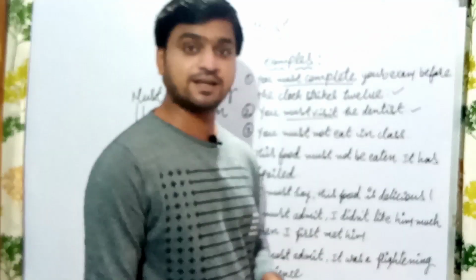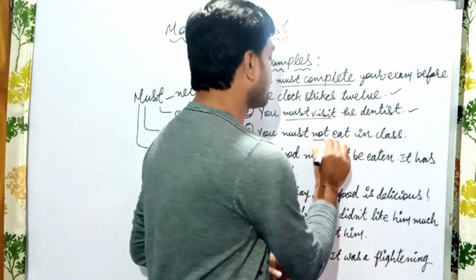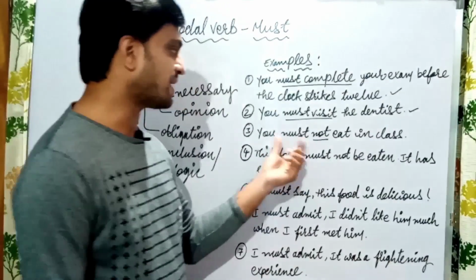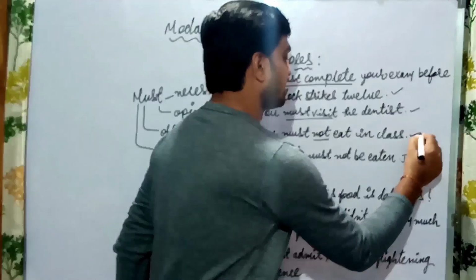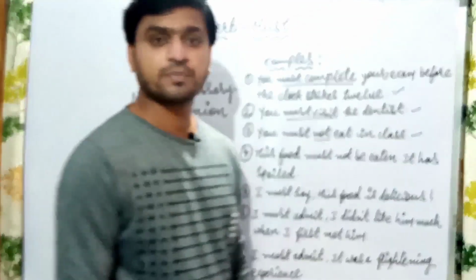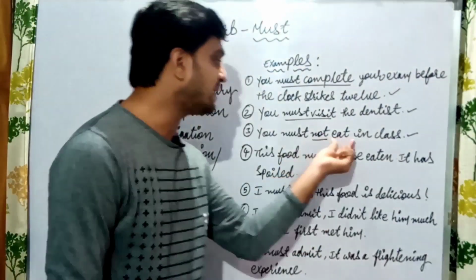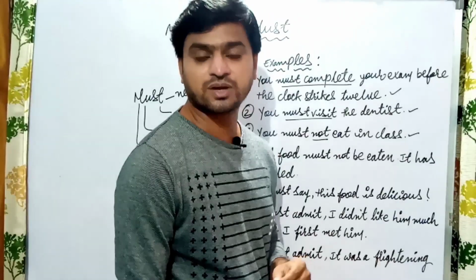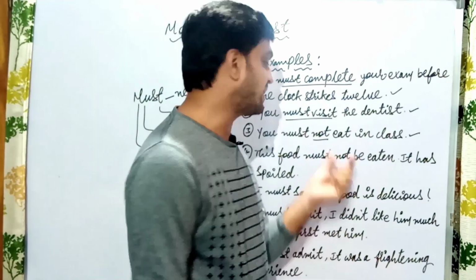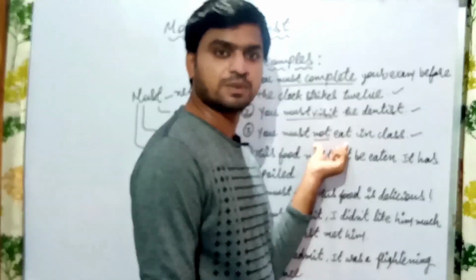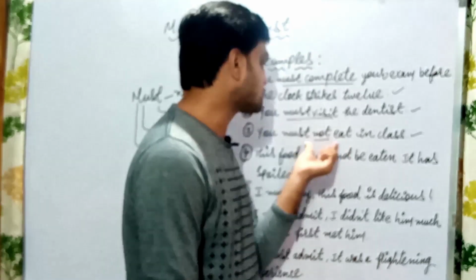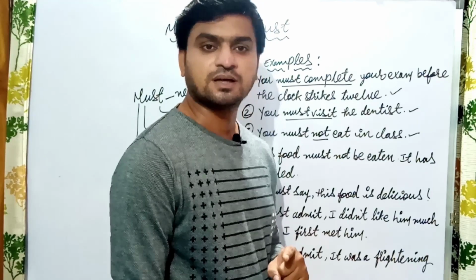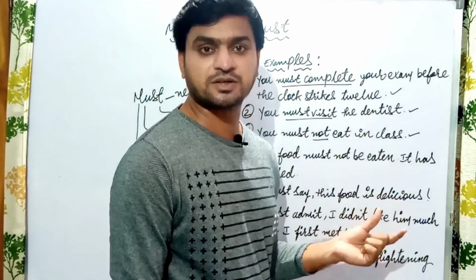And next, you must not eat in class. If you see, not is added. When not is added, it is a negative. The sentence is explaining the rules of the school. And what is that rule? You should not eat. So you must not eat in class. That is a condition kept there. So it became negative. By adding not it became negative. According to the school rule, you have to eat outside, wherever the place was provided to you, but not in class.